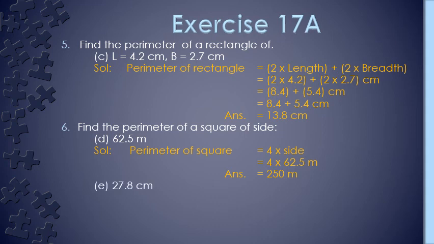Now let's move to the E part of this question, in which the side is given as 27.8 centimeter and you have to find out the perimeter of the square. So the perimeter of the square is equal to 4 multiplied by side, that is 4 multiplied by 27.8 centimeter, which is equal to 111.2 centimeter, right? So this is the answer.